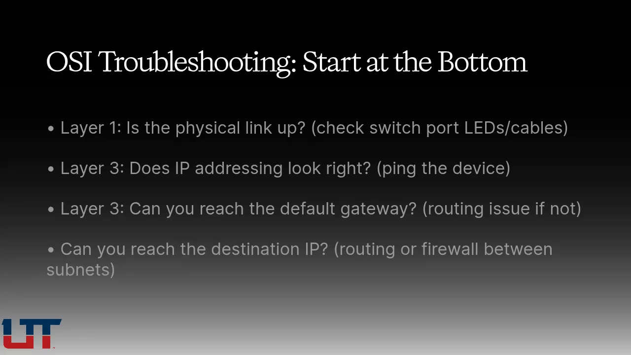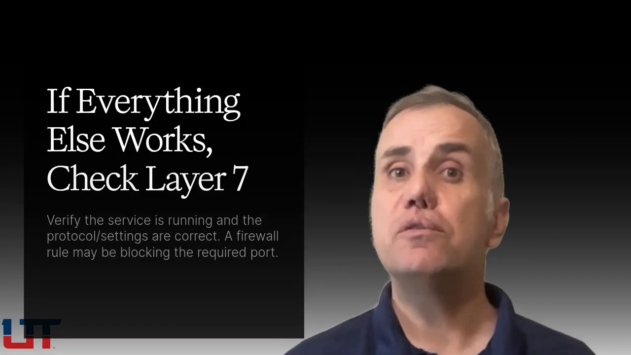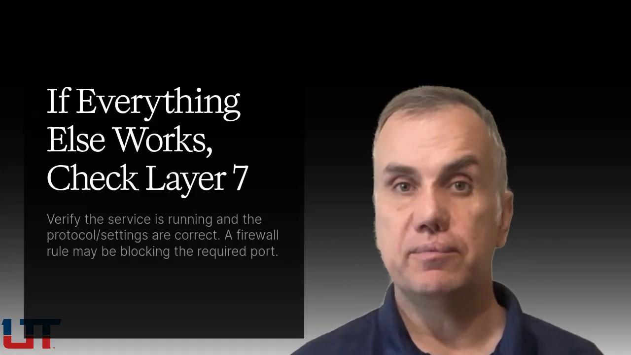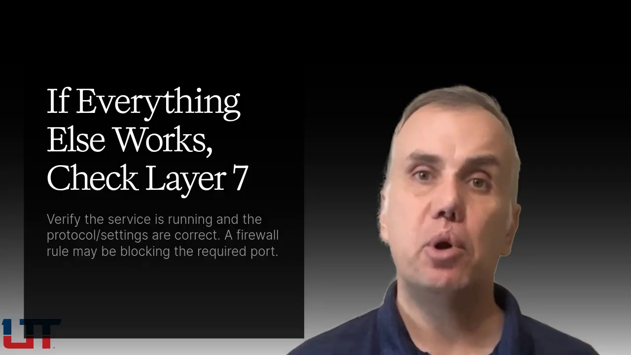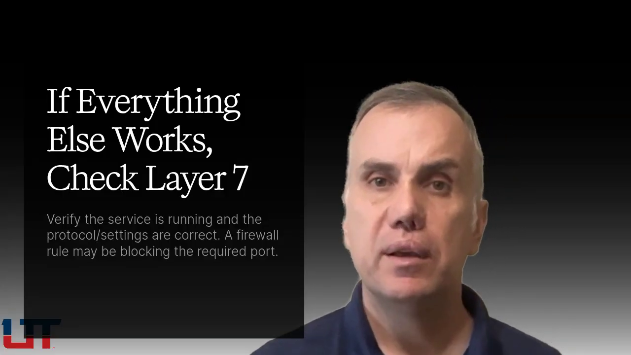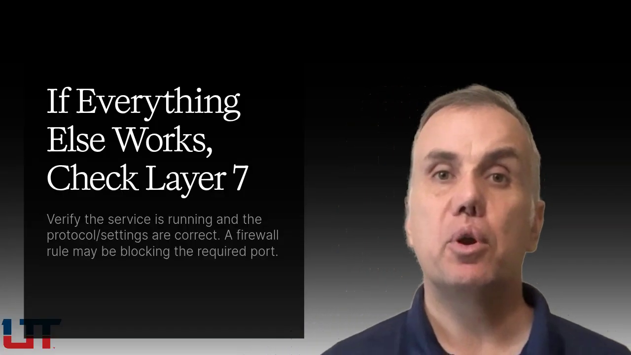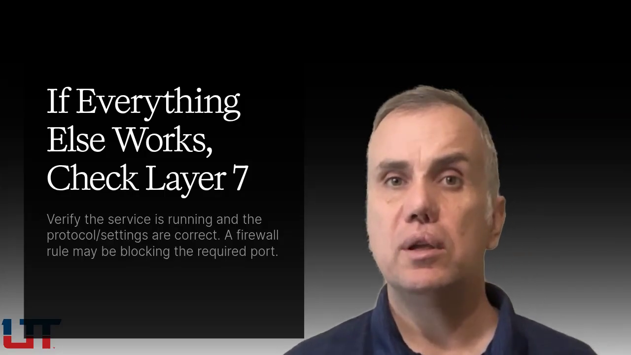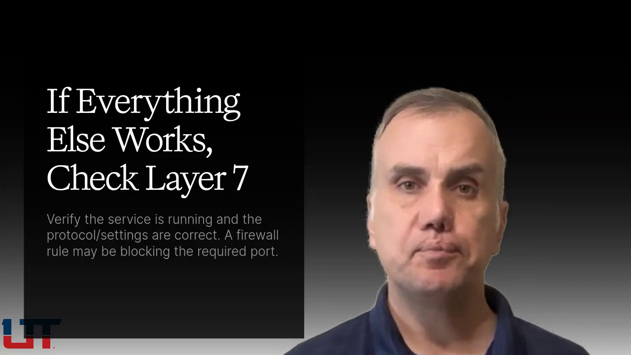Can you reach the default gateway? If not, the issue is a layer 3 routing problem. Can you reach the destination IP address? If not, it's a routing or a firewall issue somewhere between subnets. Is the service actually running on that destination? If yes to everything else, but the poll still fails, it's a layer 7 issue, or application layer. The service configuration, the protocol settings, or a firewall rule could be blocking that specific port.